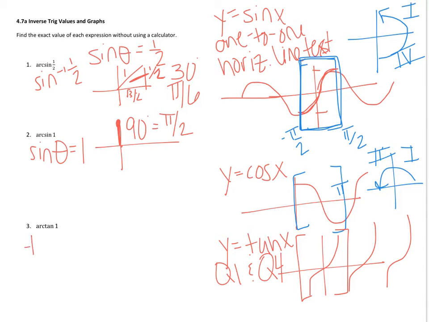Arc tan 1. Tangent of what angle gives me 1? So tangent, I hit 1. If you look over here at the graph, I actually hit 1 in the middle of the center and my asymptote, which lands me at pi over 4, which is the same as 45 degrees. When you are figuring these out, you can either refer to the graphs or refer to the unit circle, whichever is most helpful to you.